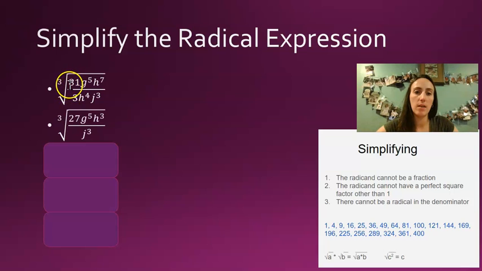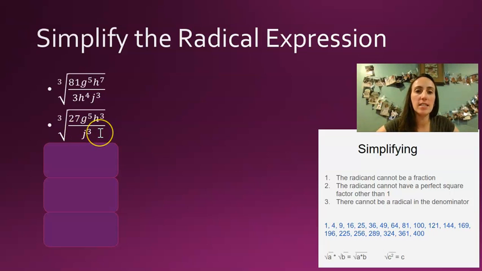The 81 divided by 3 gave me 27, 3 divided by 3 gave me 1. Taking out 4 h's left me with h cubed. Taking out 4 h's on the bottom left me with just 1. And when I have 1's in the front, I don't have to write them.